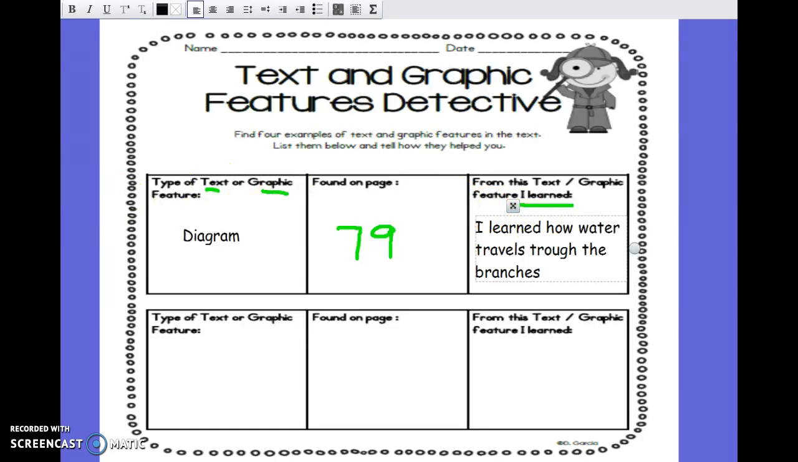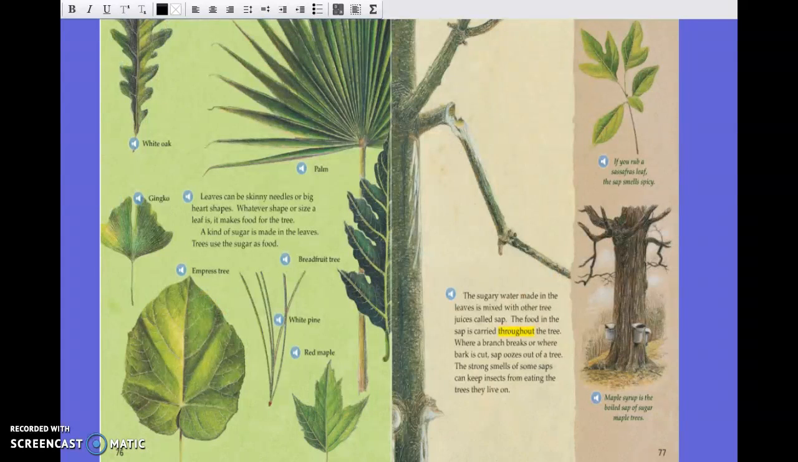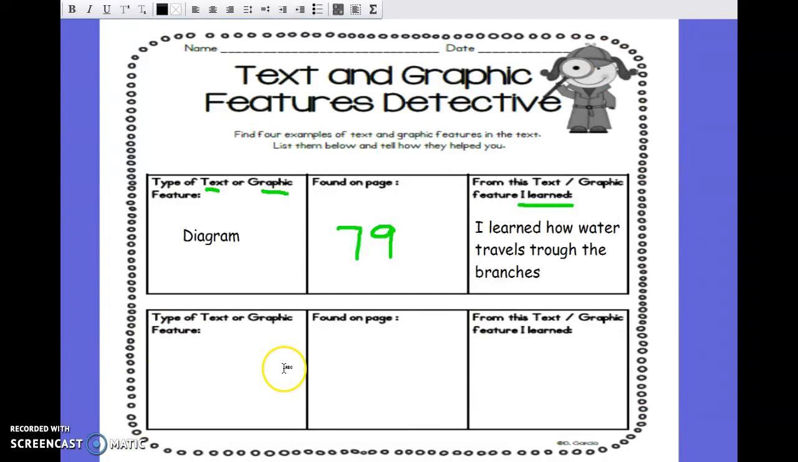So you guys are going to continue on. Think about all the text features we've learned about, and as you're reading through the story today, you're like a detective on a scavenger hunt. Anytime you see a special text feature, I want you to write it down on your chart. Tell me what kind of text feature it was, what page you found it on, and what you learned from that text feature. How did it help you as a reader? And when we're finished, we're going to come together and we're going to give everyone a chance to share out some of their findings.